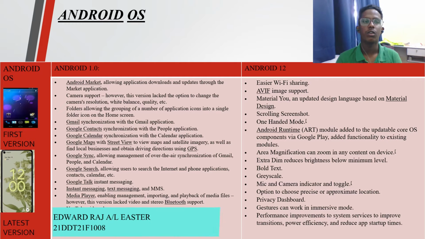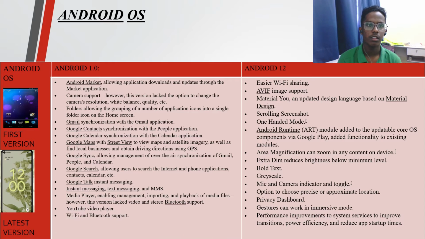Now, let's compare the Android first version and latest version. The first version is named Android 1.0. The features of this Android system are, first, Android Market, which allows application download and updates through the Market application. The second is camera support. However, this version lacked the option to change the camera resolution, white balance, quality, and so on.